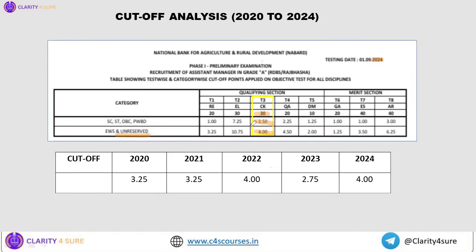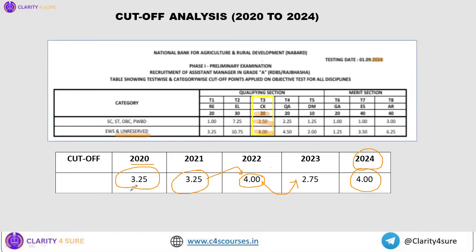Let's talk about the cutoff from the other years as well. In 2020, the cutoff was 3.25. Again, it was the same cutoff in 21 as well. But then the cutoff increased in 2022. It became 4. And in 2023, it went down to 2.75. And again, it came back to 4 in the previous year, that is in 2024.